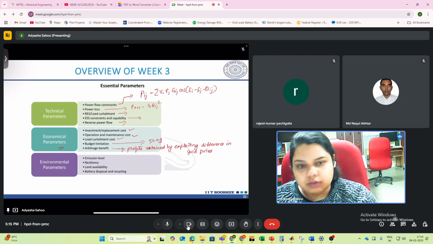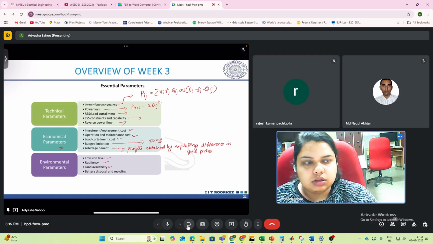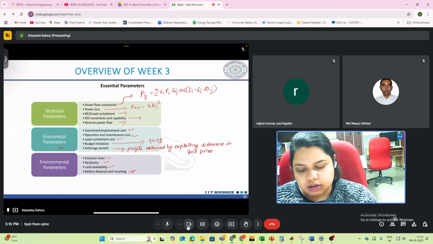Then next are your environmental parameters, that is your emission levels, resiliency, land availability. That is also a constraint because these arrangements, as I said, are kept in huge containers, and that much amount of land you must also have with you for installation. Then battery disposal and recycling. So after, let's say, the battery has reached the age of 25 years or something, it will be degraded. So after that, how to dispose of this battery or recycle this battery? Then we can also consider the degradation of the battery. So all those parameters can be considered.